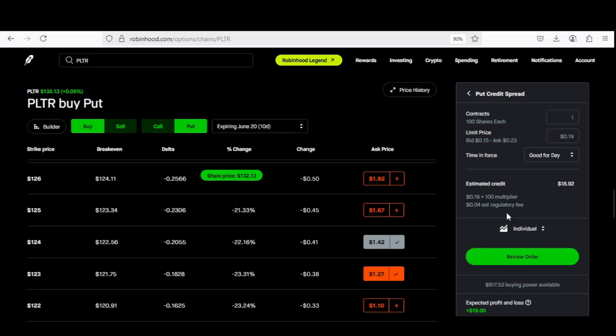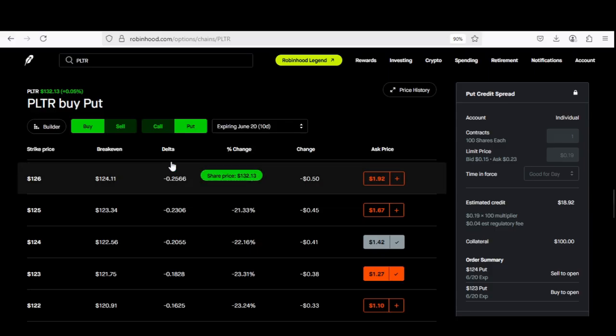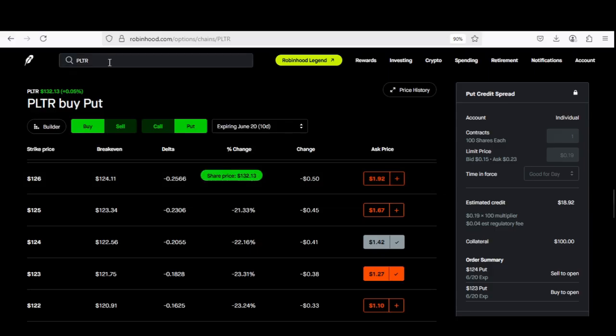Let's go ahead to continue and review order. If you were to do this option strategy right now, you would be getting $19. The amount of collateral you would have to leave is going to be $100. That is representative of a 19% return. A 19% return, investors and future investors, is extremely lucrative. So that would be the two option strategies I would be using if I were to be trading Palantir.